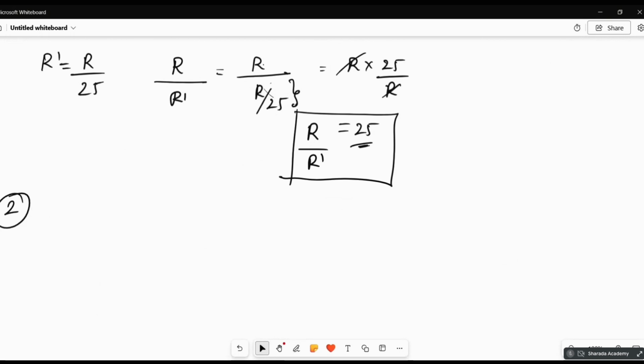Next question. Which of the following terms do not represent electric power in a circuit? So what are the formulas for electric power? Tami, what is the power formula? P is equal to? Sunaina, what is the formula for power?